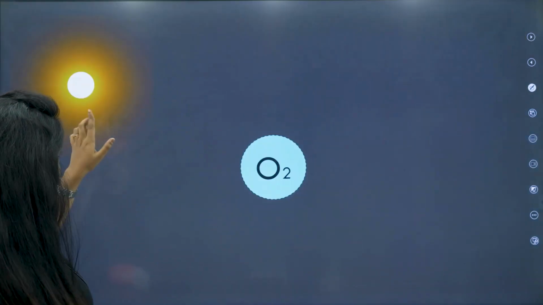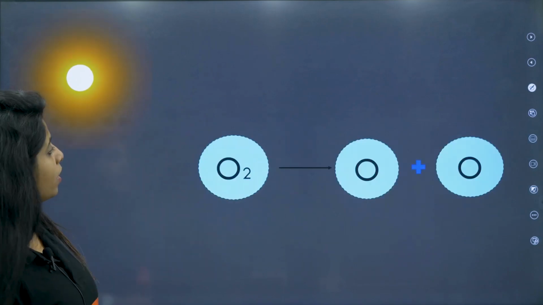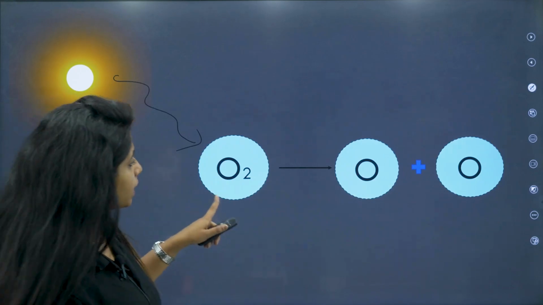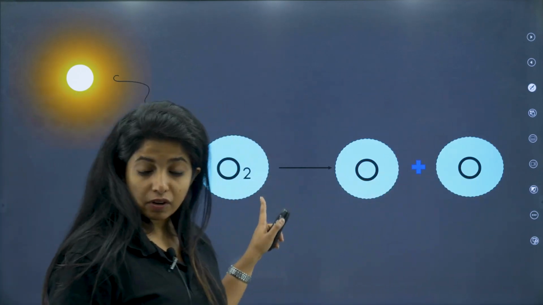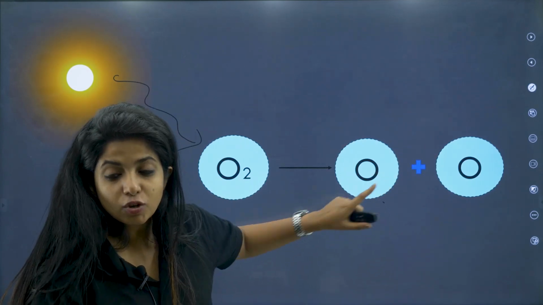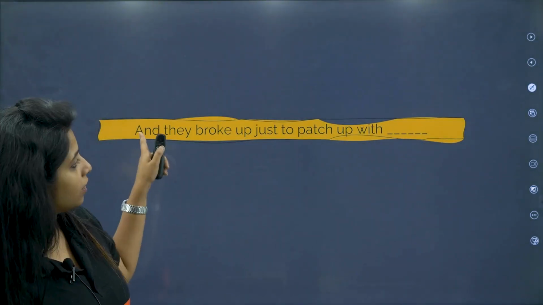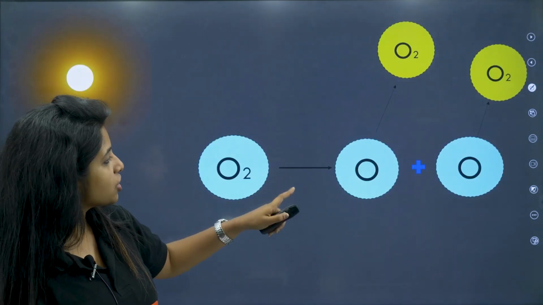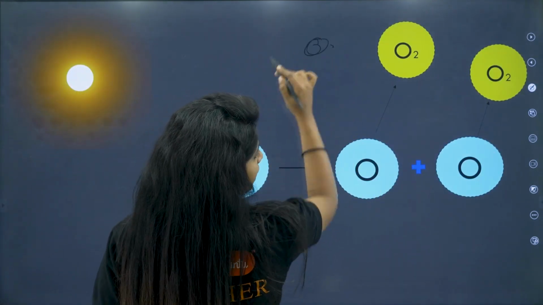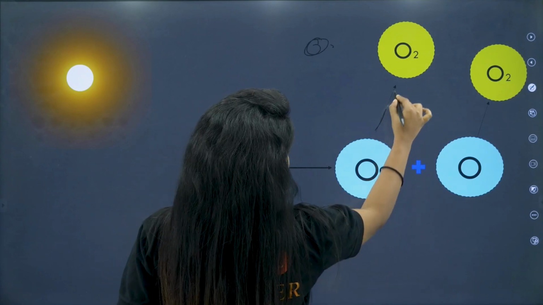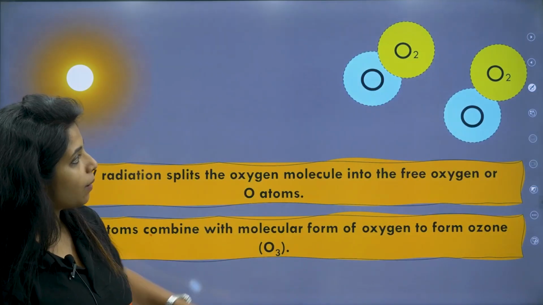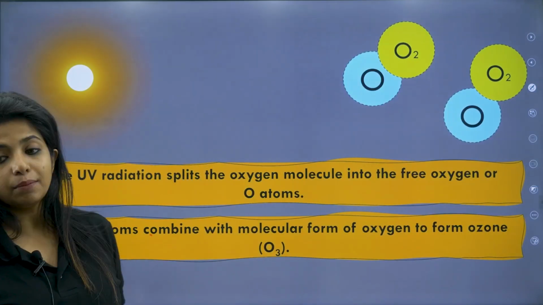This layer is made when there is sun and there is oxygen. Sun radiation acts on oxygen molecules and breaks them down into O and O. What will this oxygen atom go and do? They have just broken up, but they will patch up with another oxygen molecule. That guy will also go and patch up. And what will happen when they patch up? Again, you are making what?